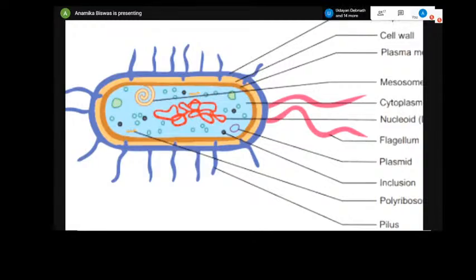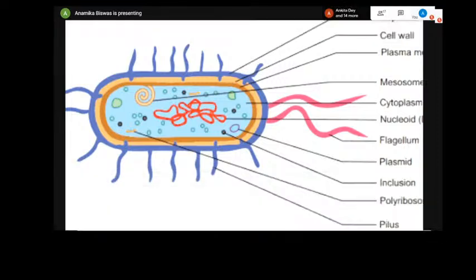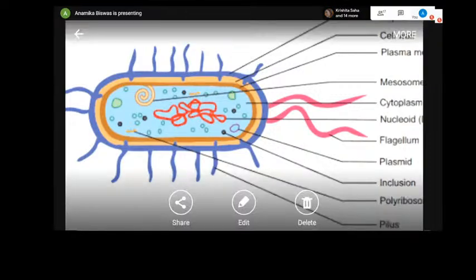What is the function of the cell membrane, plasma membrane? It helps in the regulation of the exchange of specific material between the cytoplasm and the extracellular medium. It selectively permits particular molecules to pass and prevents others. That means it is semi-permeable. So it prevents loss of components from the cell through leakage. So these are the main functions of cell membrane in bacteria.